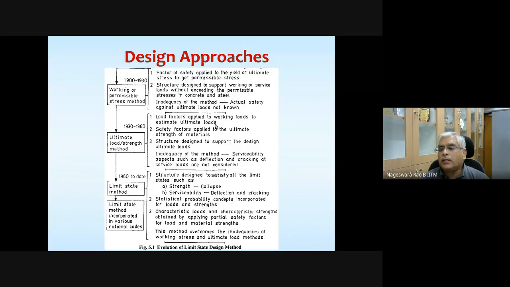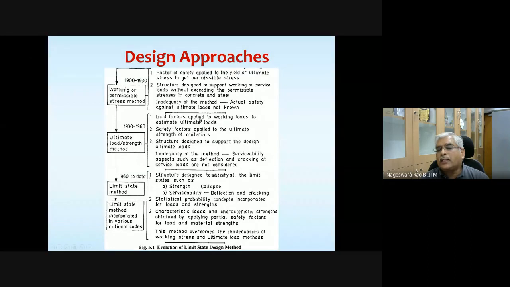Basically what you are doing is, whatever load is expected on the structure, you are applying some load factor on it. So you are going to magnify that value of the load. For design purposes, you are going to multiply with some value like 1.5 or 2. And safety factors are applied on the ultimate strength of the materials. The permissible stresses in the materials, or permissible values based on the strength of the materials, are obtained using these safety factors.